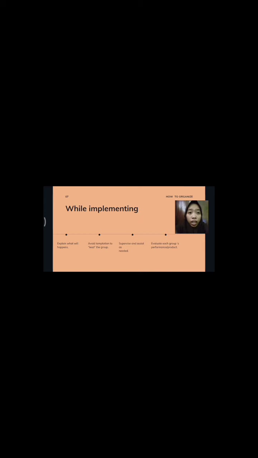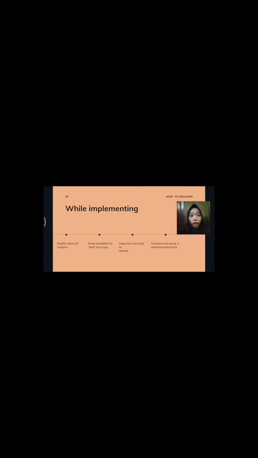And the second clue or second tip is avoid the temptation to lead the group. As a teacher, the transmitter of knowledge, your role changes to be a mediator of thinking. Praising and encouraging the less academic members of groups or students is still indicated. All right. Let's move to the third clue, that is supervise and assist as needed.